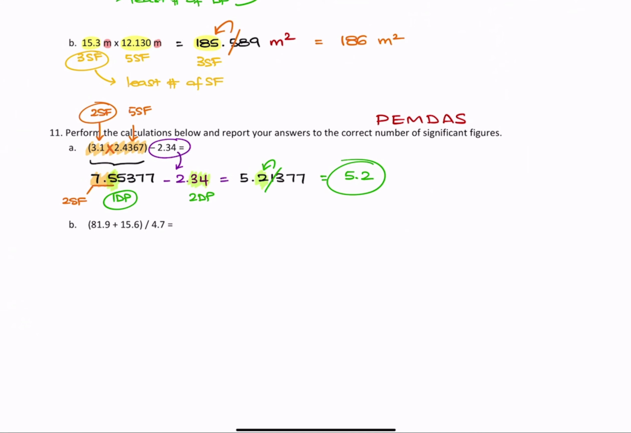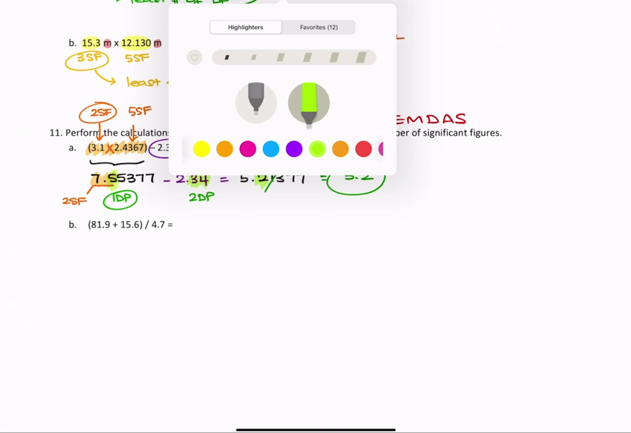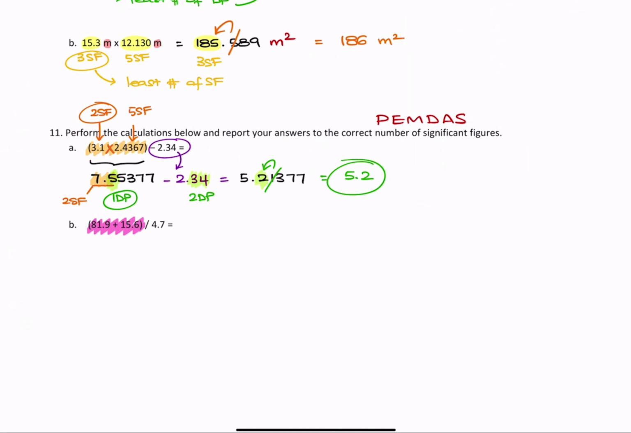81.9 plus 15.6, divided by 4.7. PEMDAS, so parentheses first. So let's take a look at this here. It's an addition, so we're going to go by decimal places. 1 decimal place, 1 decimal place. Therefore, our answer should be given to 1 decimal place. 81.9 plus 15.6 gives me 97.5. And I keep the 1 decimal place.